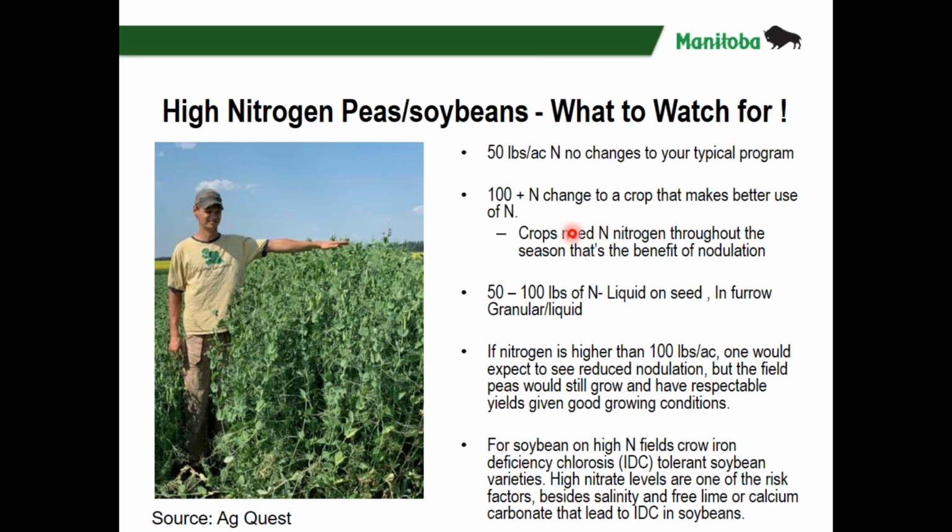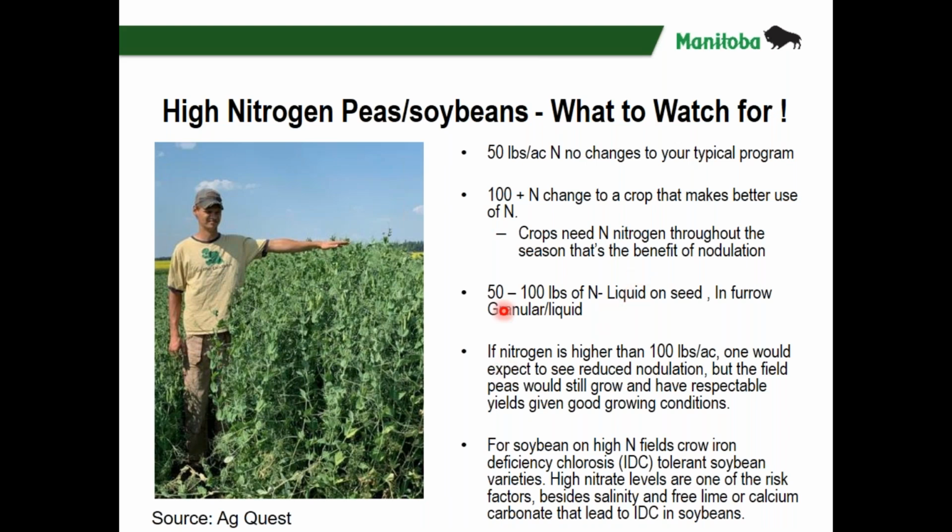If you are in that 50 to 100 pound range, what we're recommending is a liquid on-seed inoculant and an in-furrow granular inoculant. The reason for this is the granular inoculant is available later in the season, and the liquid on-seed is only available at seeding time. So it helps spread your risk around a little bit. If you're in that range, this is the best combination, whether you're in a soybean or a pea crop.